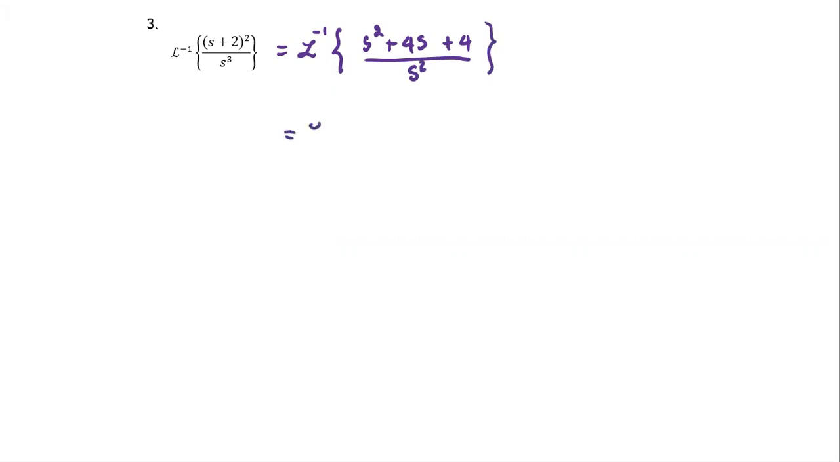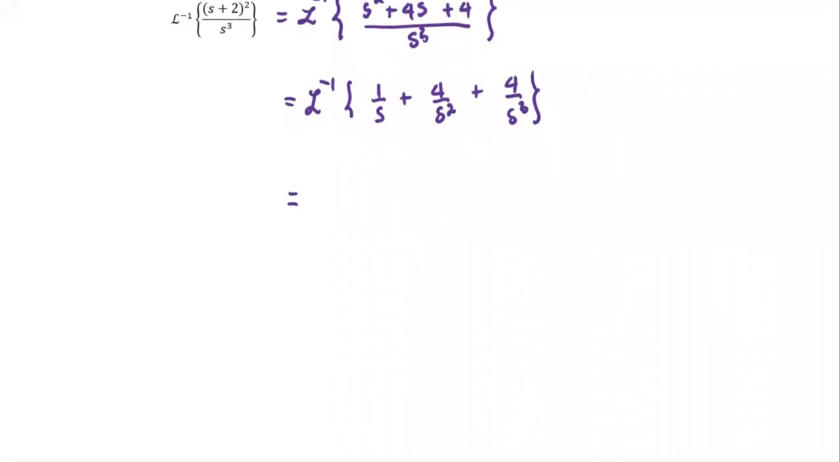Now we expand and write it term by term. So s to the second over s to the third becomes 1 over s. The second term becomes 4 over s to the second. And the last term becomes 4 over s to the third. As the inverse transform has the linear property, we can rewrite it as the sum of 3 inverse Laplace transforms.